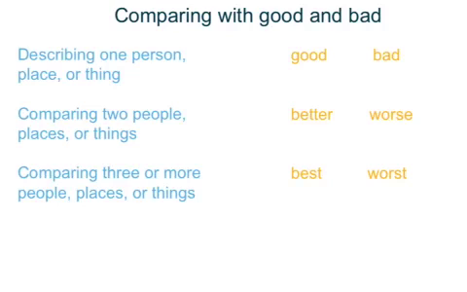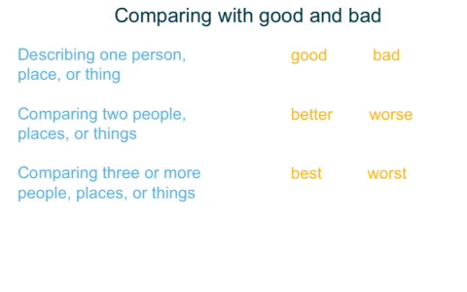Here's a chart showing when you use the different forms of each word. This chart can be found on page 160 of your textbook. If you are describing one person, place, or thing, you just use good and bad. The pizza was good. The anchovies were bad. If you're comparing two people, places, or things, you use better or worse. Disneyland was better than the beach. Or the flu was worse than a cold.